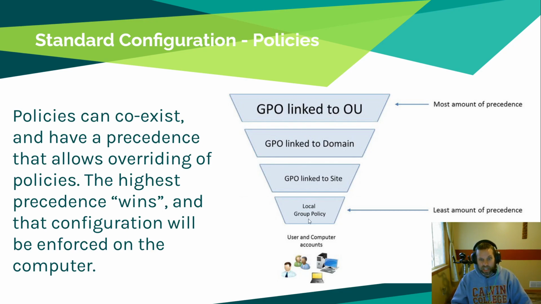So I could set one of my policies to A here, to B here, to C here, and to D here, and it's going to be set to D because the GPO that is linked to the OU has the highest amount of precedence and will win out over everything else.